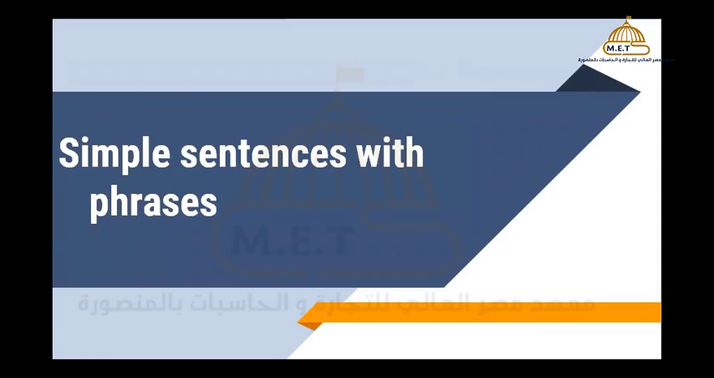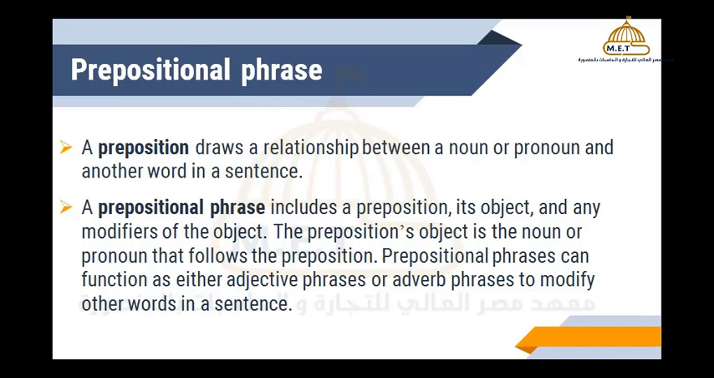The first type of simple sentences with phrases is the prepositional phrase. As usual, I'm going to speak in English, then translate it in Arabic to make you understand clearly. So don't worry. I will speak in English, then explain in Arabic so that everyone understands. Let's start from the beginning.